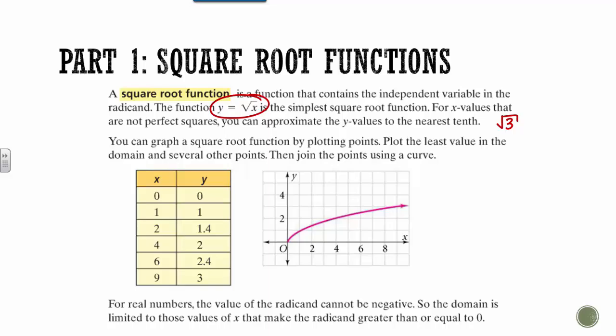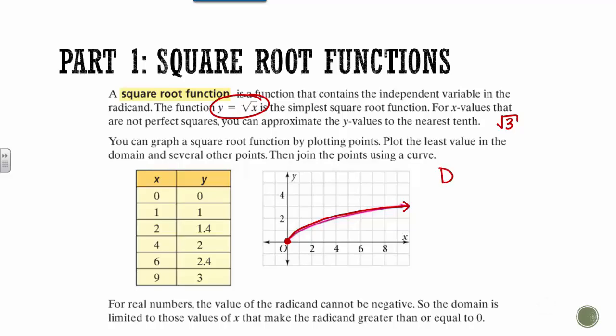All of your square root functions are going to look something like this. They are going to have a starting point, which we'll talk about how to figure that out in a second, and then they're going to shoot off. Now the reason that they have a starting point and they don't look like any other function we've done is because there is a restriction on our domain.